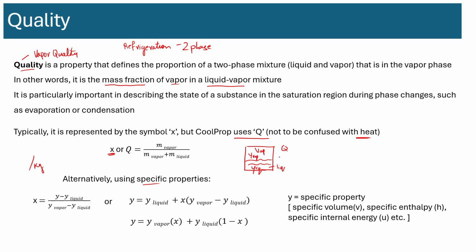The question is, how do you use Q to figure out what is the property of the whole mixture, or what is the actual property of the state Y? Y mixture equal to Y, for example. How is that related to Y liquid and Y vapor and Q or X? So since this is the specific property per mass, a mass weighted average is all you need to calculate this. Okay.